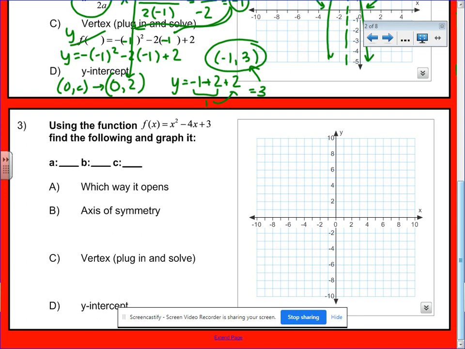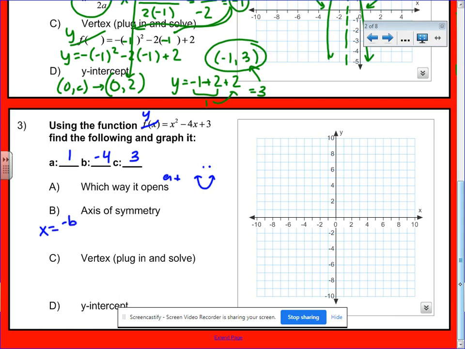Last example. Using the function y equals x squared minus 4x plus 3. So find a, b, c. A is 1, b is negative 4, c is 3. Which way is it open? Well, A is positive, so it opens up. Axis of symmetry. Oh, you don't have anything written for you now. So now do it all ourselves.